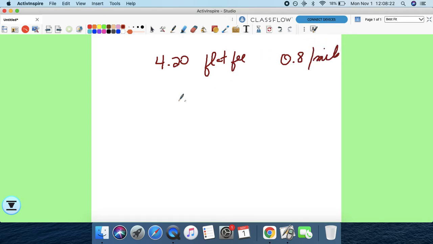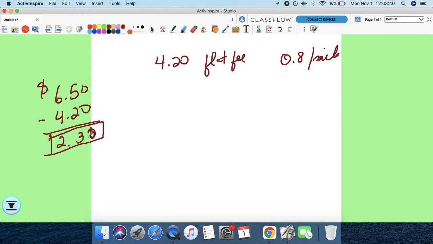So now if the total was $6.50, so if your ride was $6.50, how many miles did you travel? Well, when the total is $6.50, we have to subtract $4.20, right? Because that's the flat fee. Subtract. So we have 2.30 left. So this was what was charged for the distance he traveled. Well, we're going to divide that by 0.8 to see how far he traveled. Move the decimal one over for both sides, right?